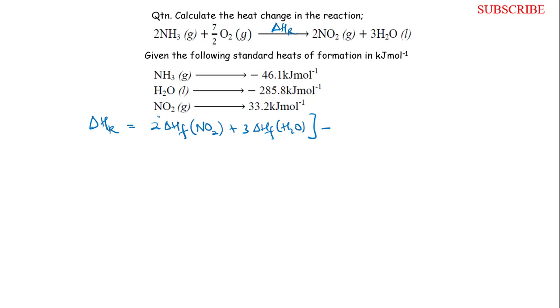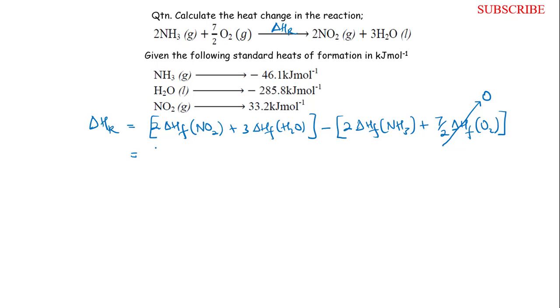Then this will be minus the enthalpy of formation of our reactants, which is twice the enthalpy of formation of our ammonia, then plus 7/2 the enthalpy of formation of our oxygen. Feel free to pause the video and try to complete it from here and see what you obtain as I give you a couple of seconds. Yes, so obviously the enthalpy of formation of oxygen, being O2 in its standard form, will be 0.